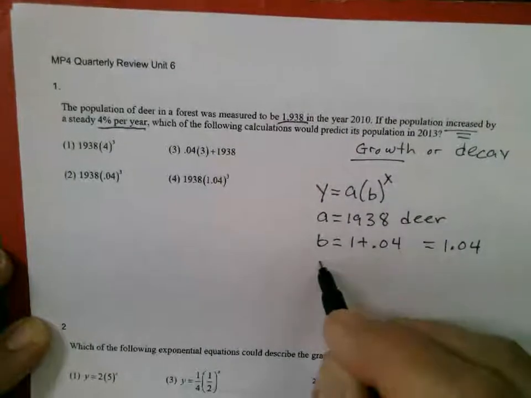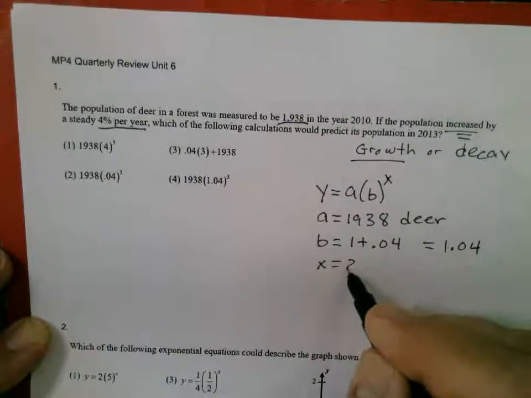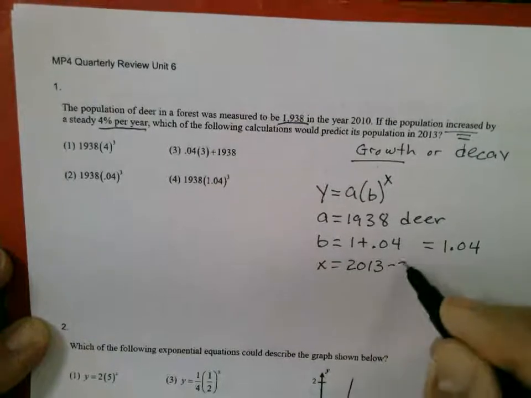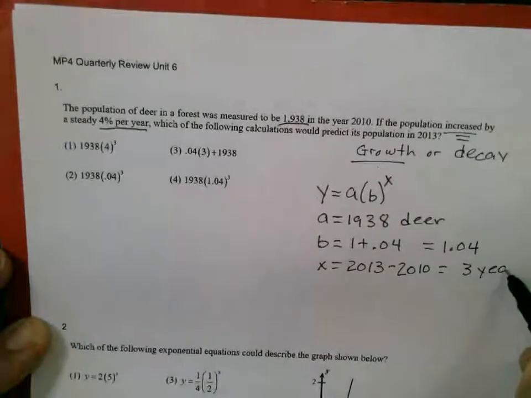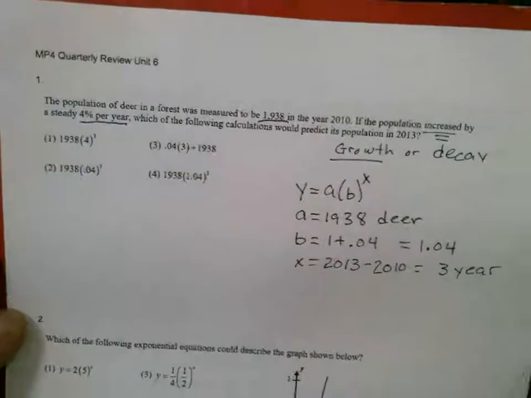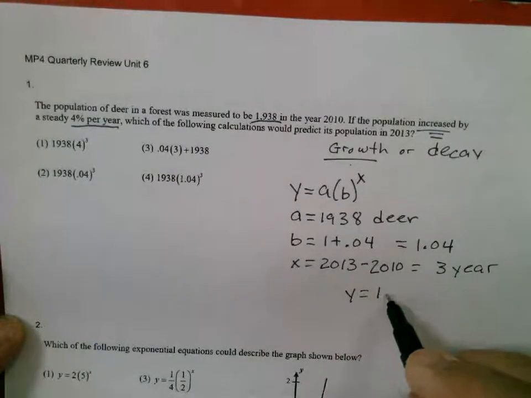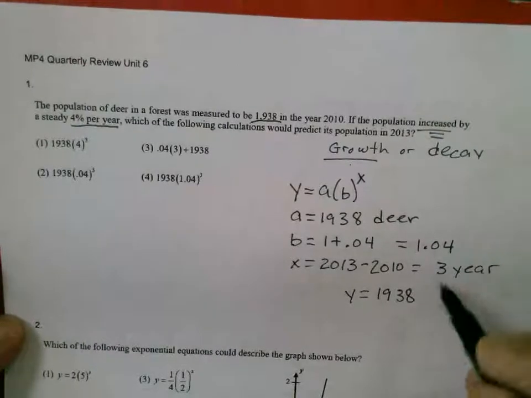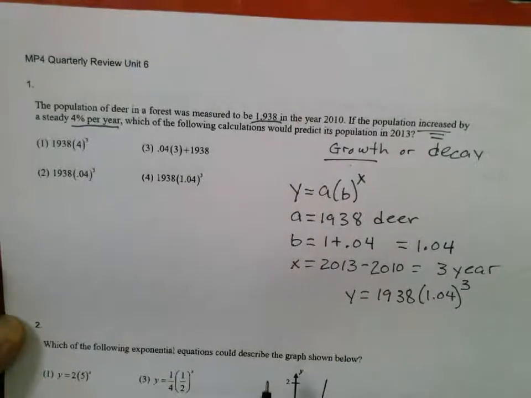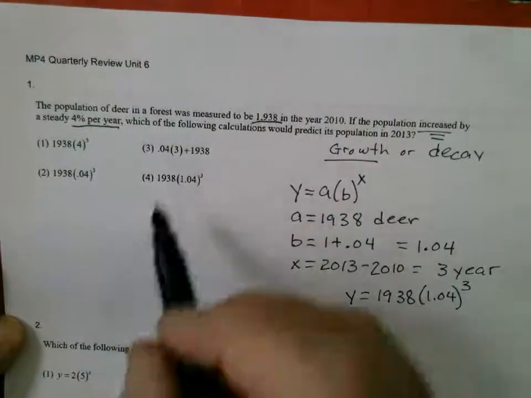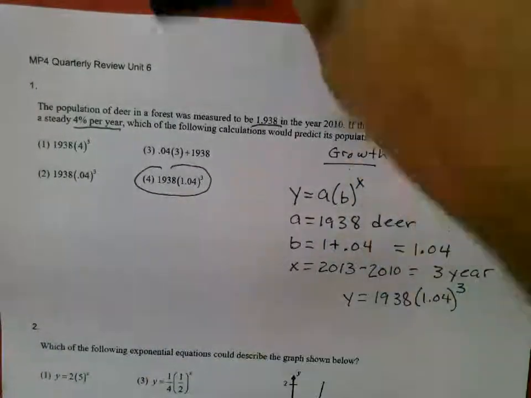And then the year, the X, we have to determine: it's from 2010 to 2013. So that's 3 years. So that's going to be our X. So now if we put it all together, we have y is equal to the initial amount, 1,938, times 1.04 raised to the third power. And that is choice number 4. Okay, let me move some of this out of the way here.